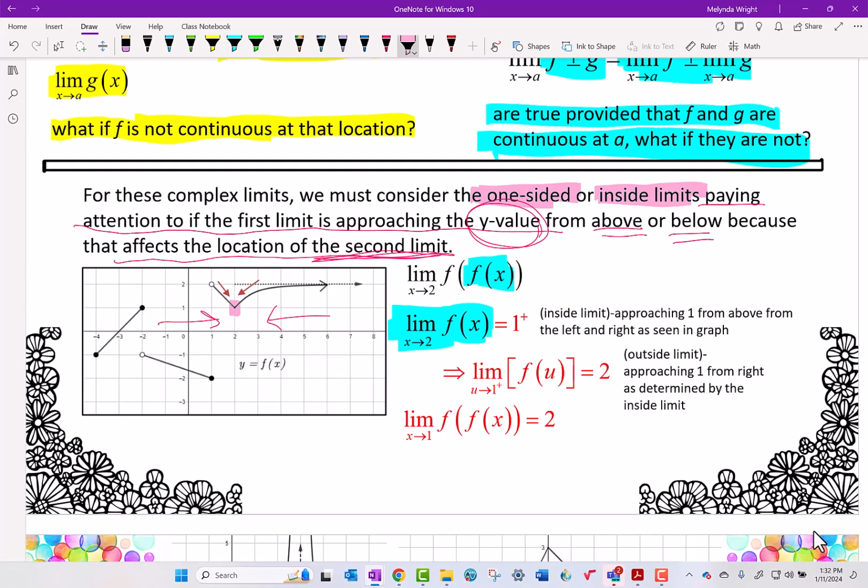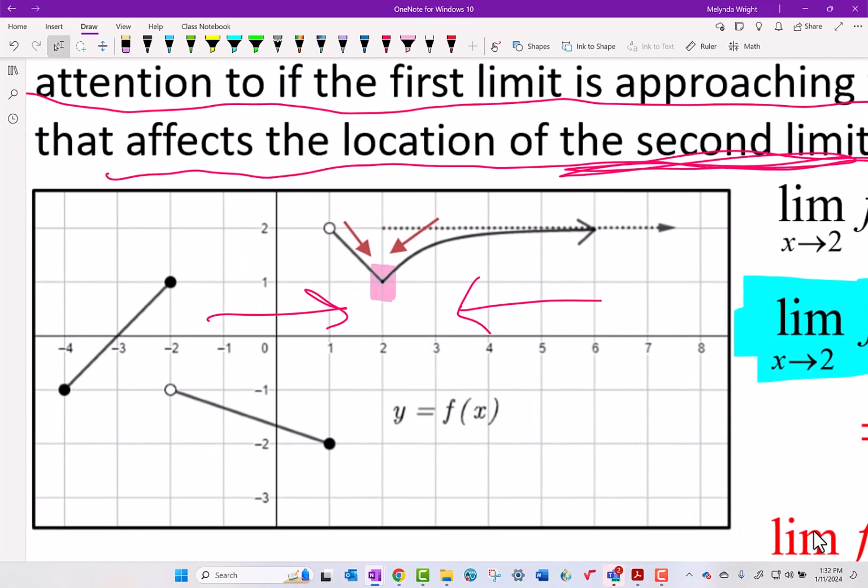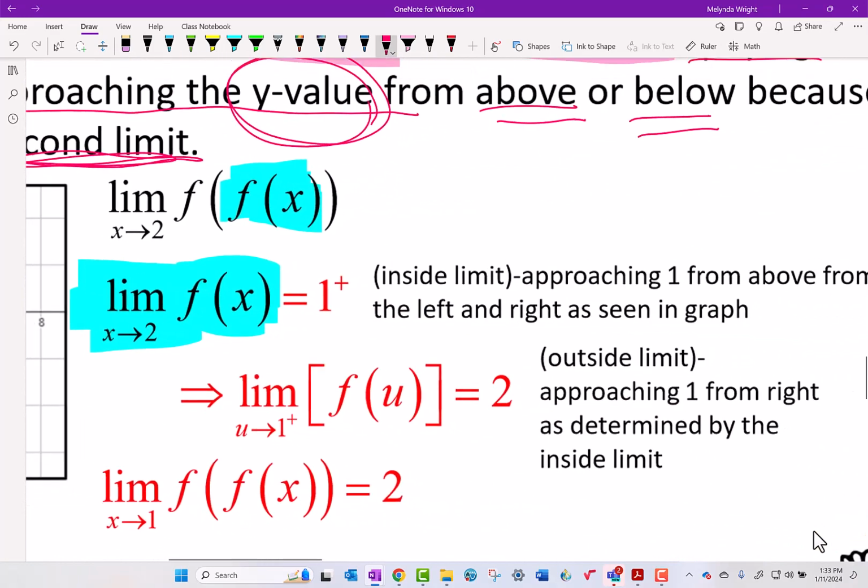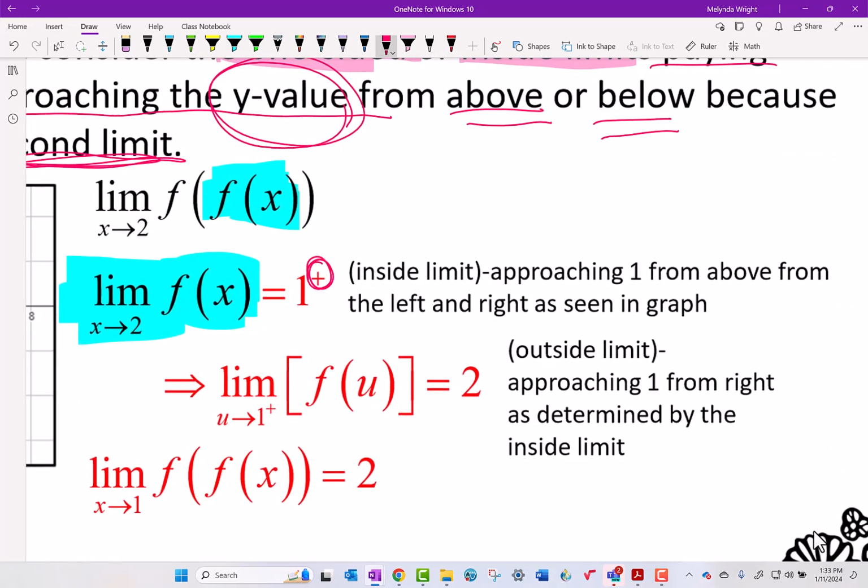Now, are we headed to the y value of 1 from above that y value or below? This is significant. We're headed to the y value of 1 from above. See how I put these little red arrows there? See how we're headed from the right side, we're coming from above, from the left side, we're coming from above. And for that, above we use plus to basically signify we're coming from above. So as we look at this work, we can see that we are headed to 1 from above. This is the inside limit. We're approaching 1 from above on the left and right as seen in the graph. That's why I've got a plus here. I'm going to pause here for a second. Does everybody understand why I have a plus there? Because we're approaching the value of 1 from above.